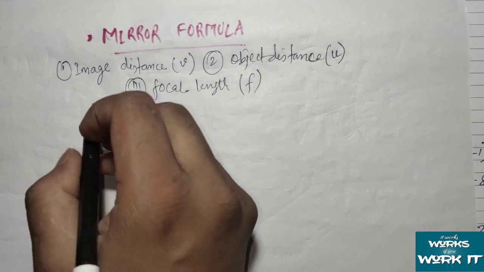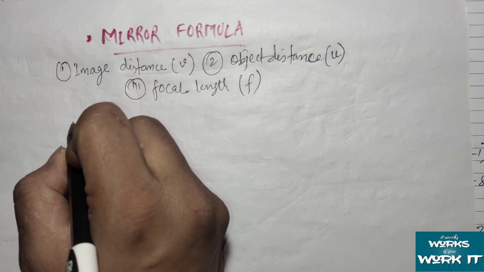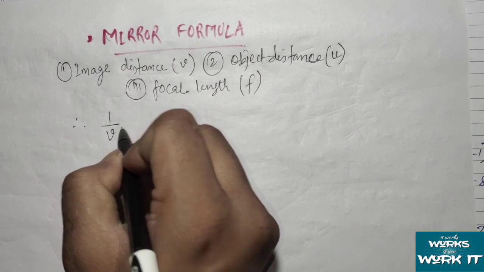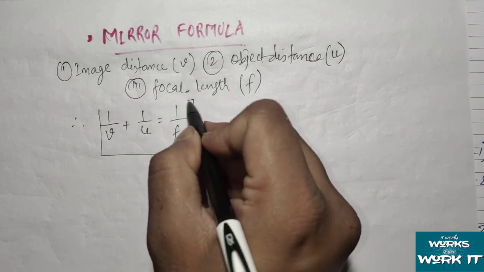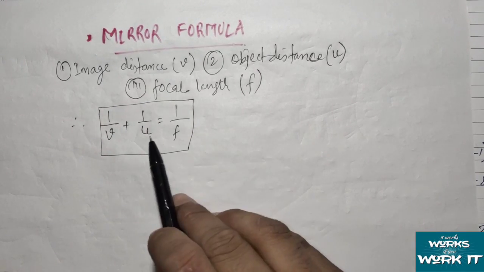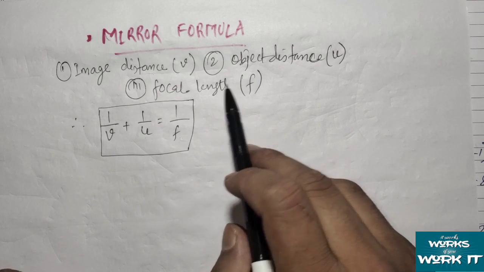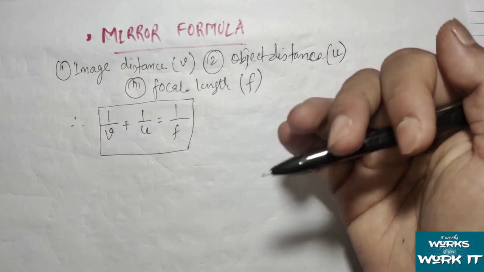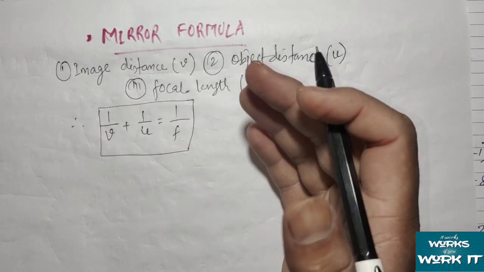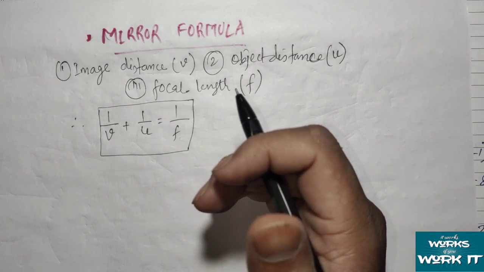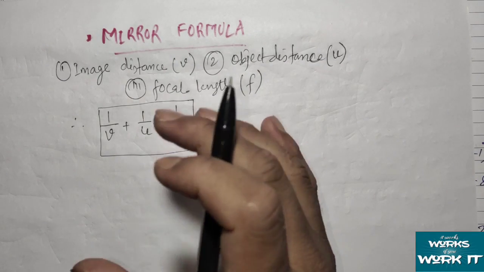What will be the relationship between those three things? The formula is 1 by v plus 1 by u equals 1 by f. This is our mirror formula, where v is image distance, u is object distance, and f is the focal length. Whatever sign convention we have just learned, we have to use while solving any questions on mirrors, either concave or convex. So we need to understand the use of sign convention.